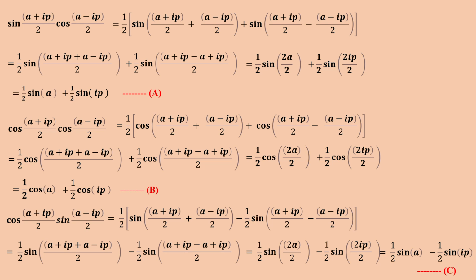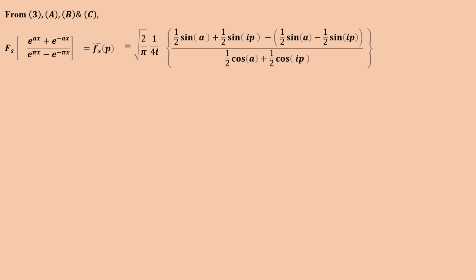So we are going to use equations A, B and C in 3. The Fourier sine transform of (e^(ax) + e^(-ax)) / (e^(πx) - e^(-πx)) is equal to F_s bar of p, which is equal to root of 2 divided by pi times 1 by 4i, times [half sin a, we are using equations A, B, C, plus half sin ip, minus half sin a minus half sin ip] divided by [half cos a plus half cos ip].